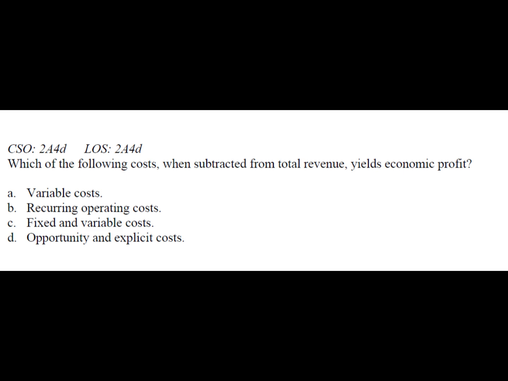Key takeaway: economic profit equals total revenue minus all explicit and implicit opportunity costs. By including the value of foregone alternatives, economic profit provides a more comprehensive measure of business performance than accounting profit and helps determine whether resources are being used in their most valuable way.